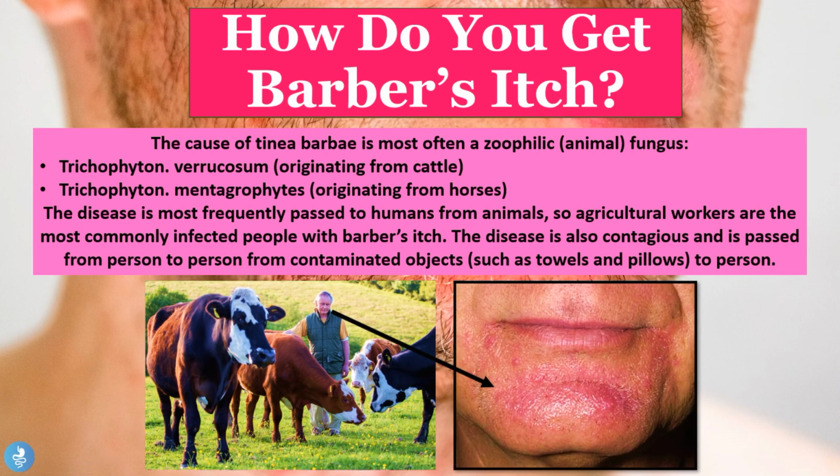So the cause of Tinea barbae is most often zoophilic, which means it comes from an animal fungus. Trichophyton verrucosum actually comes from cattle, and Trichophyton mentagrophytes actually comes from horses. And the disease is most frequently passed to humans from these animals. So agricultural workers are the most commonly infected people with Barber's itch, and the disease is also contagious and can be passed from person to person from contaminated objects, such as towels and pillows.